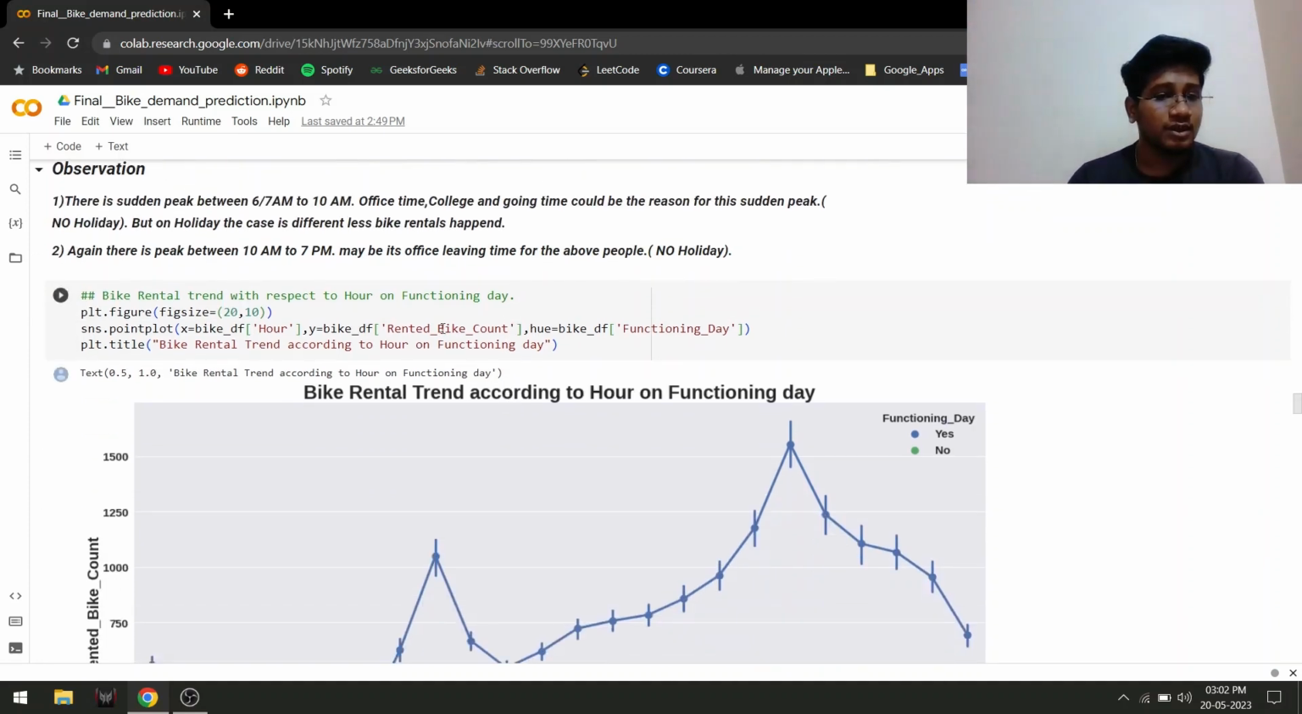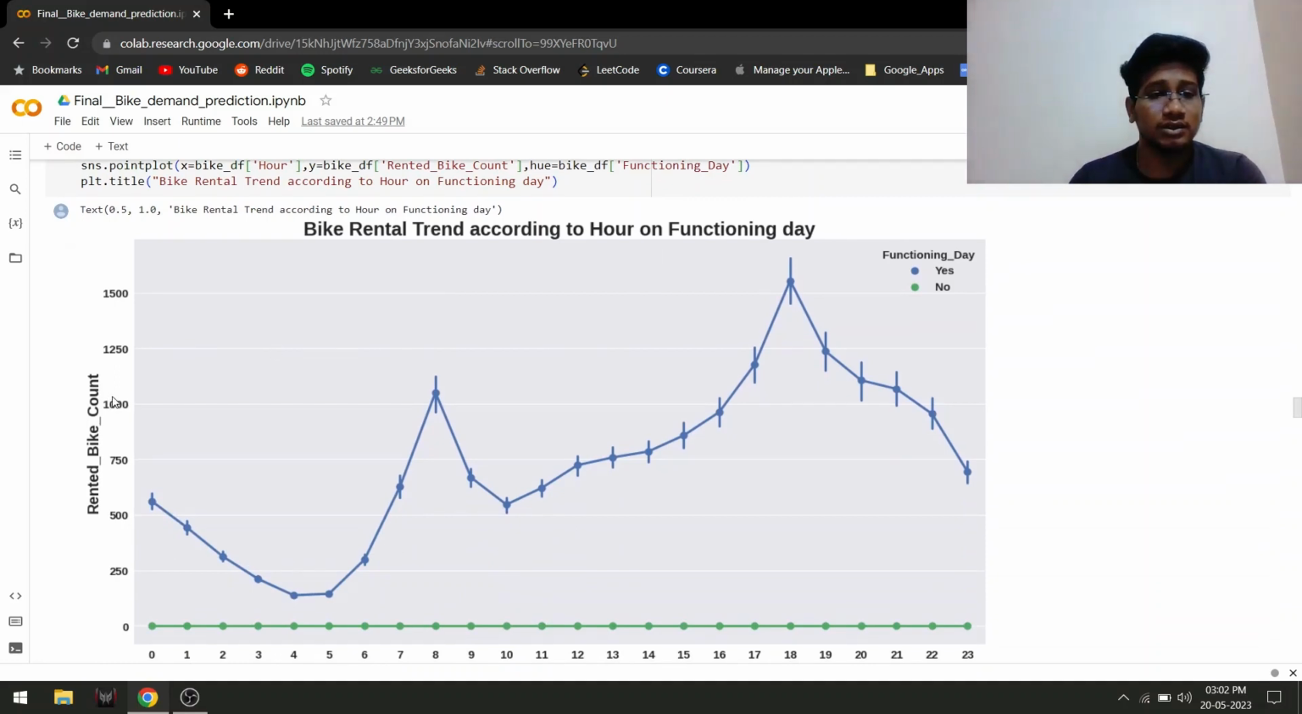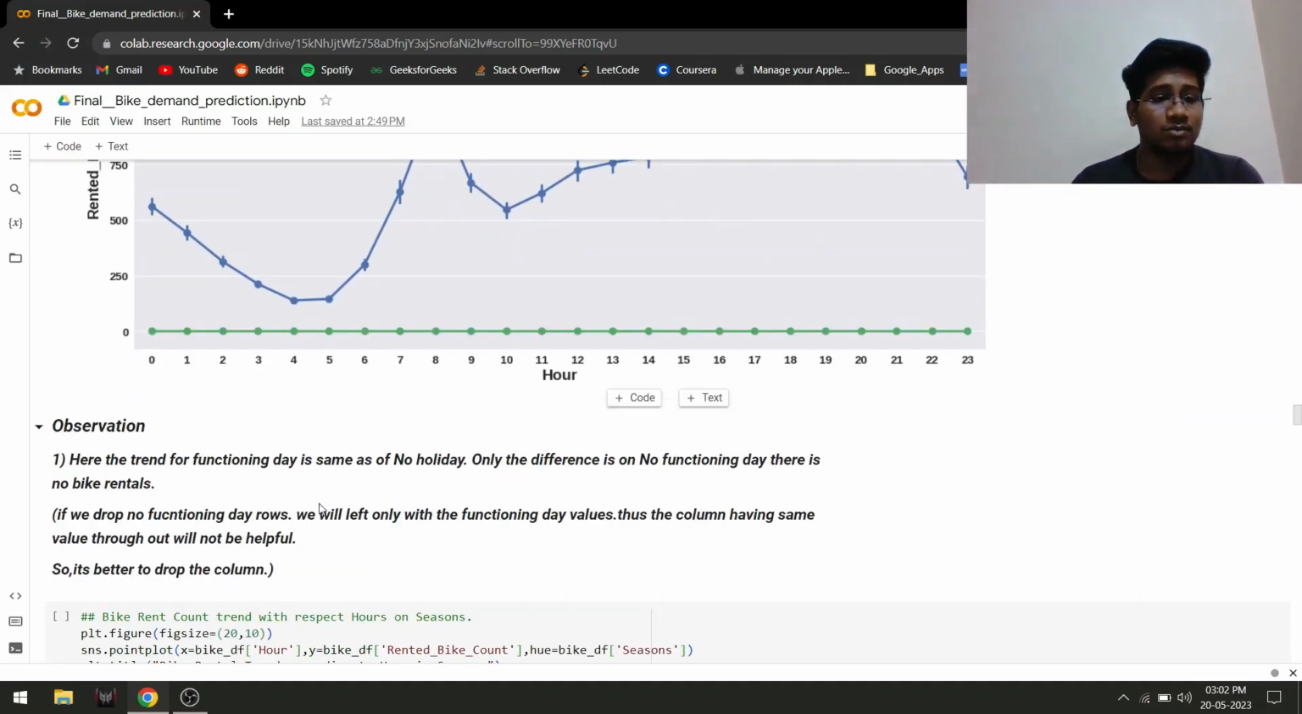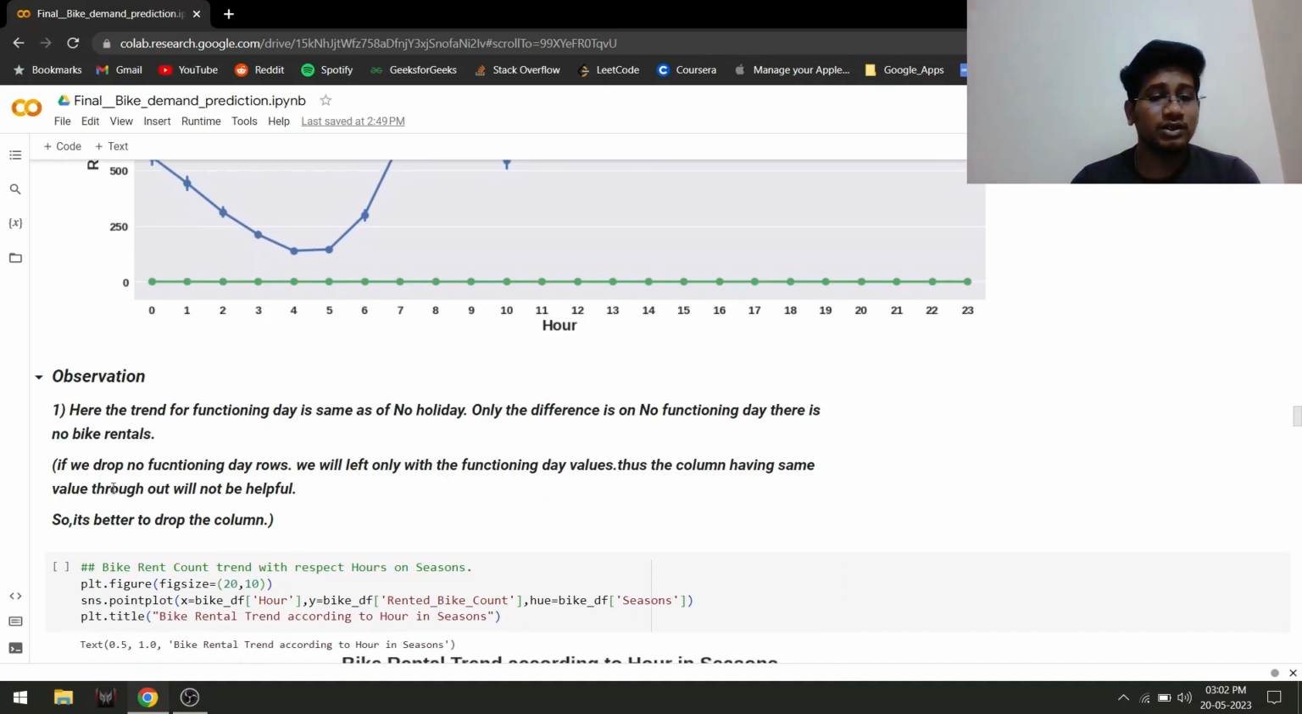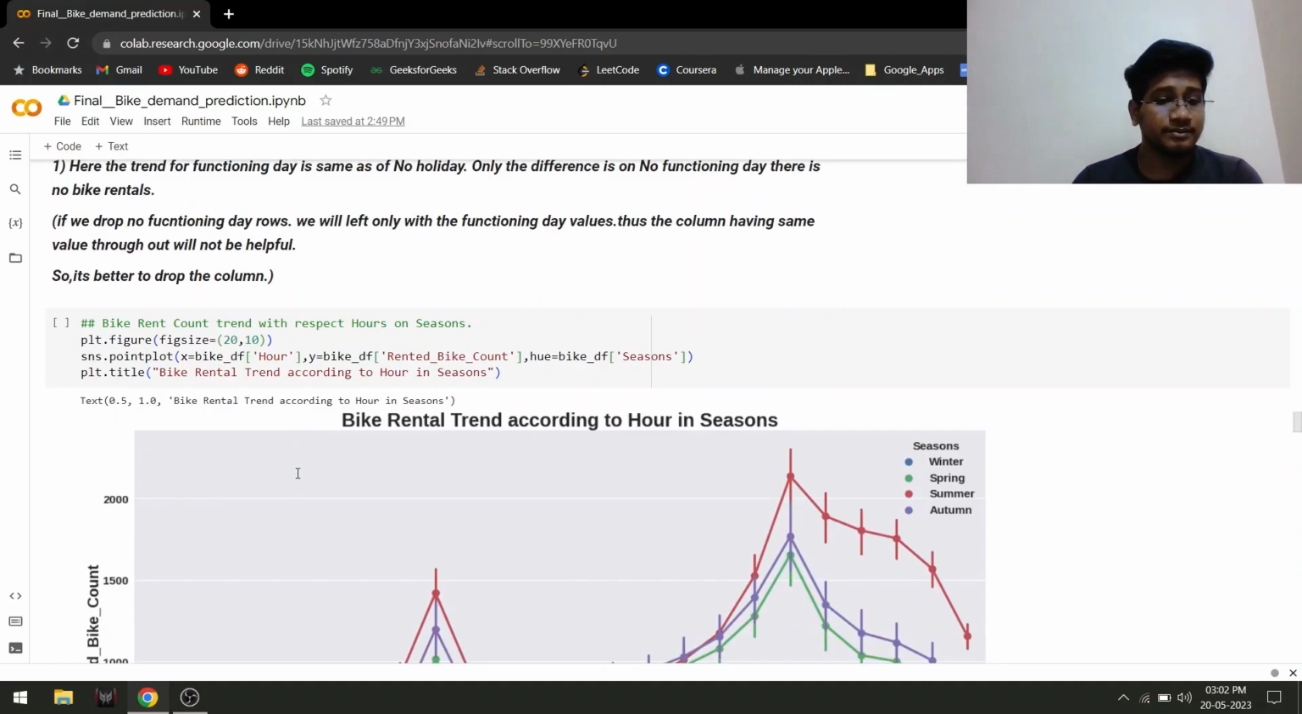Then we will check the rental trend with respect to hour on functioning day. Here, observation: the trend for functioning day is the same as no holidays. The only difference is that on no functioning day, there is no bike rental. So we can drop the no functioning day rows.